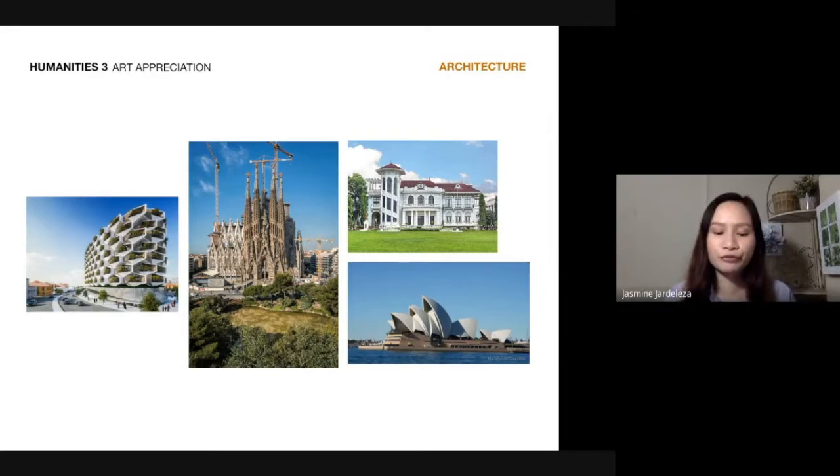Architecture is often referred to as the mother of arts because it houses, serves as the background for, or occurs in relation to other arts such as painting, sculpture, interior design, landscape architecture, and city planning.